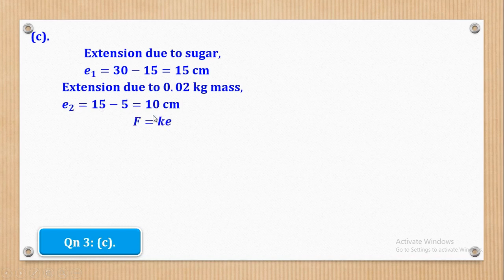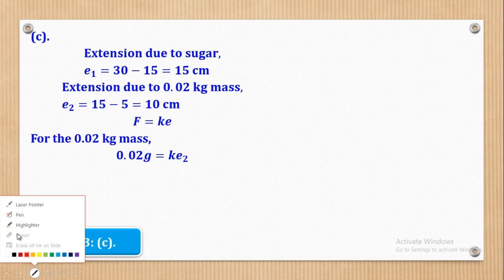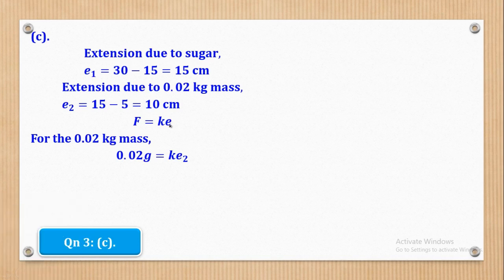After that, we have to remember the formula that force is equal to the constant, in this case called the force constant, multiplied by the extension produced, which is E. Now for the 0.02 kilogram mass, the force will be the weight. So the weight of this mass will be 0.02 g, where g is the acceleration due to gravity, and the extension will be E2, which is 10 centimeters.